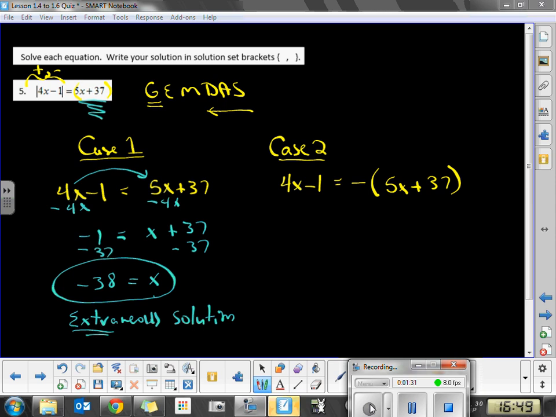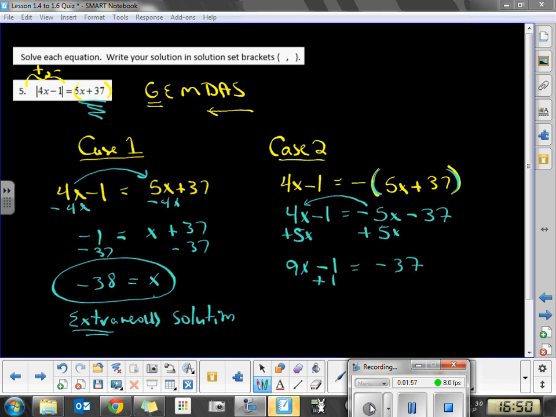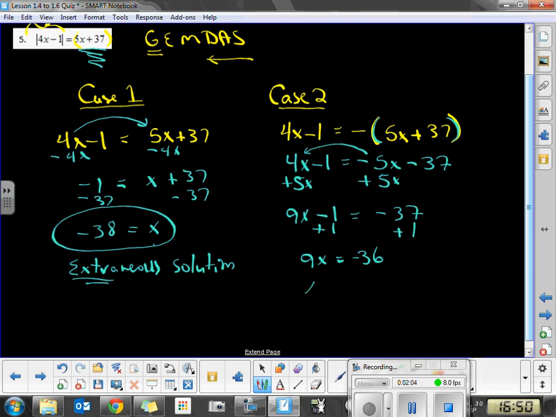For case number 2, first thing I'm going to do is distribute that negative to undo that housing of a group. So negative 5x minus 37. And then I'm going to perform my order of operations again and try to get it isolated. This time I'm going to bring the negative 5x to the left by adding 5x. So now I got 9x minus 1 equals negative 37. And I'm going to add 1 to both sides. Now I got 9x equals negative 36. And then we're going to divide both sides by 9. So x is equal to negative 4. And this is a possible solution.